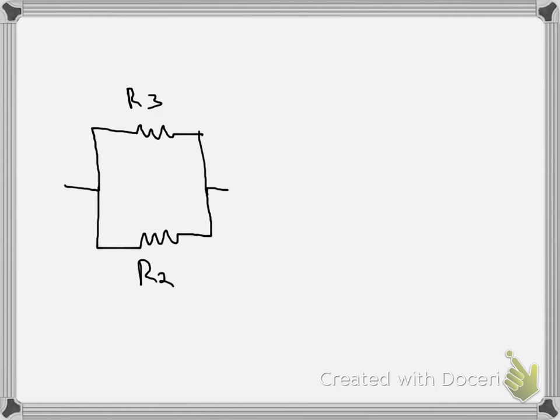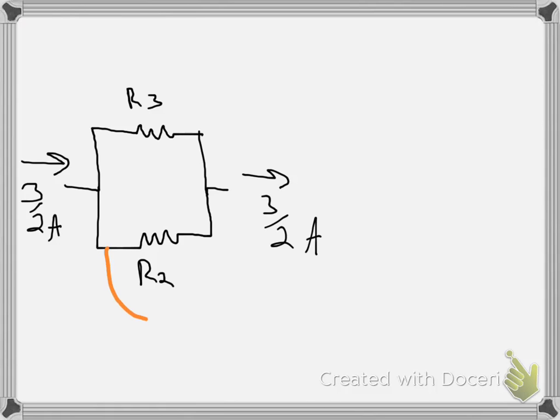So here's what I know. I know that coming in, I've got a current of 3/2 amps. I know that going out, I've got a current of 3/2 amps. And I know that across each of these resistors, if I measured the potential difference here, I've got a voltage of 3 volts. Remember, the whole circuit has a potential difference of 9 volts, but I've calculated a voltage drop across this guy of 3 volts.